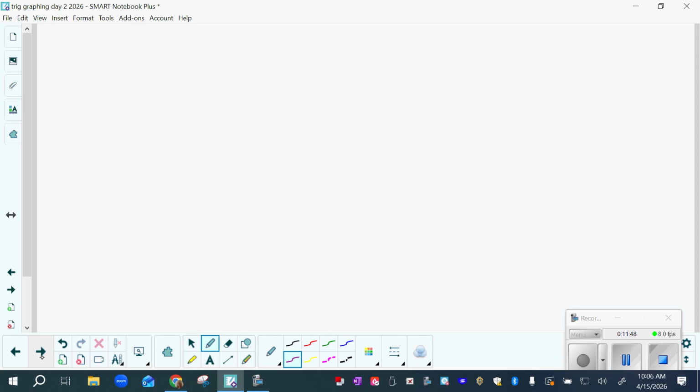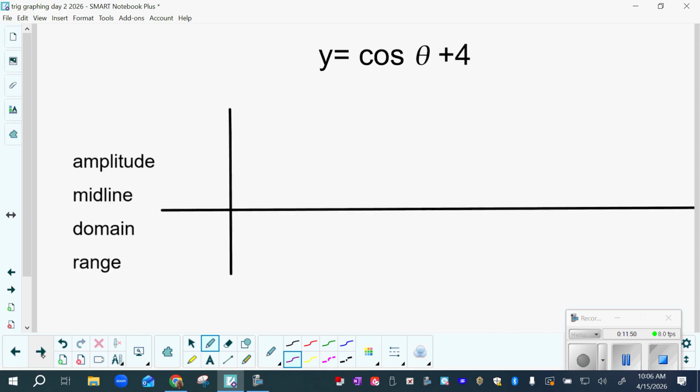Okay, here we go. You're brave. You can do this. Yeah, it's supposed to be. So let me try this again. Y equals cosine x plus.